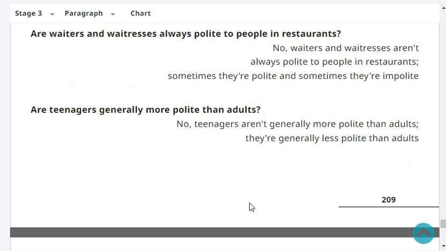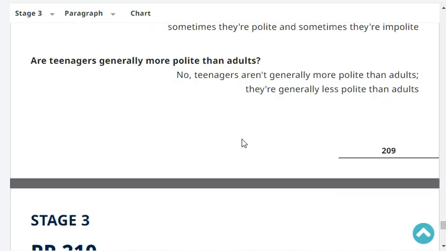Are waiters and waitresses always polite to people in restaurants? No. Waiters and waitresses aren't always polite to people in restaurants. Sometimes they're polite, and sometimes they're impolite. Very good.